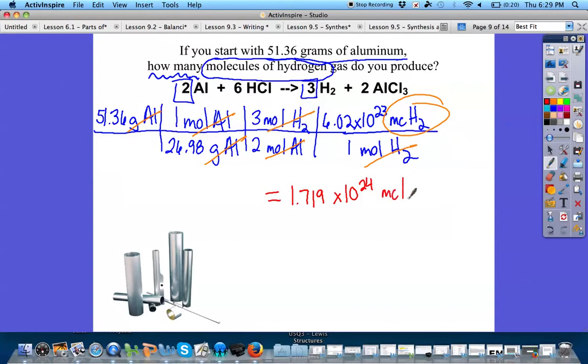molecules of hydrogen. Remember that when we're working with Avogadro's number, the 6.02 times 10 to the 23rd, you can put that into your calculator as 6.02 E.